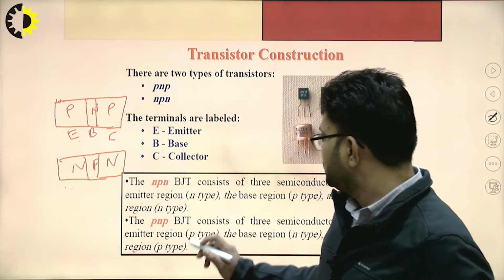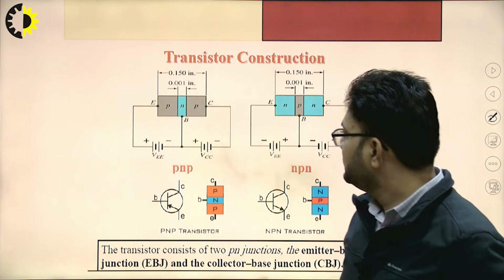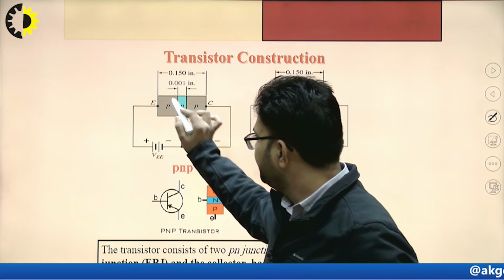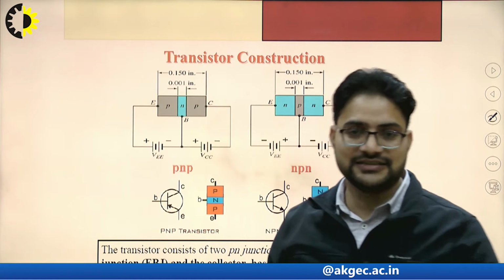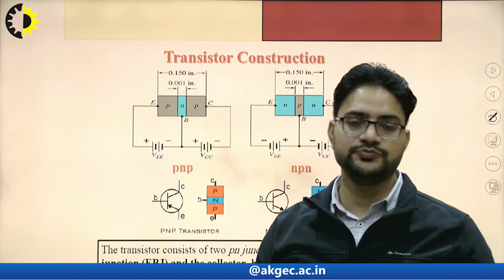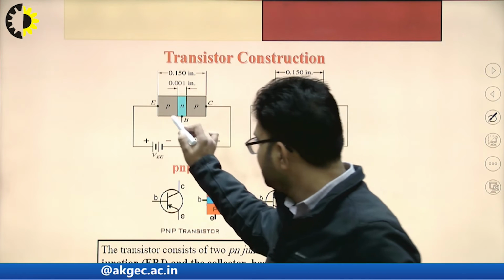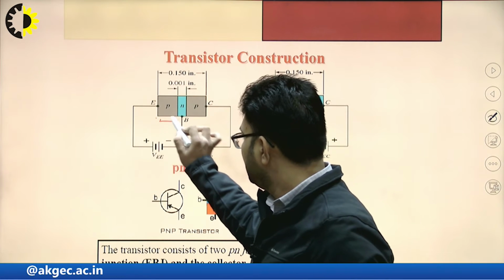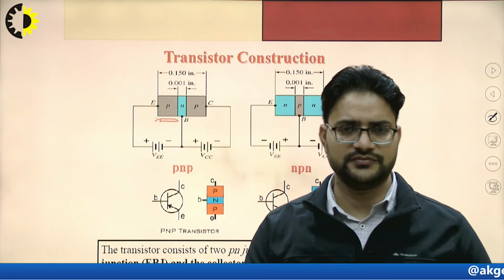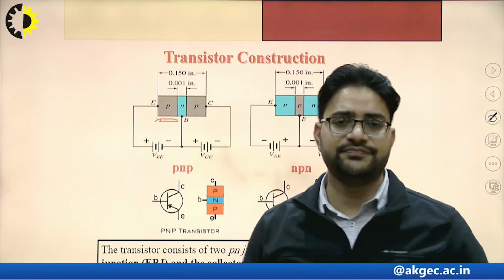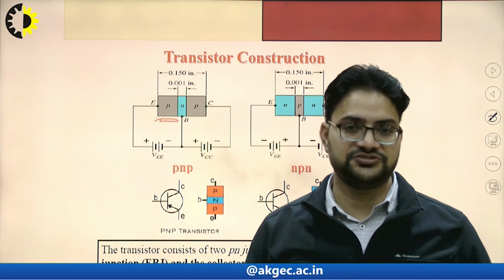In the NPN or PNP transistor, the width of the base side is very less. This base side is generally used for the recombination of the charge carriers, right? The emitter side width is moderate, or you can say greater than the base side, and the width of the collector side is very large.